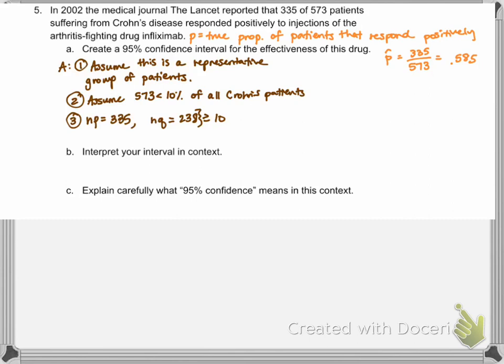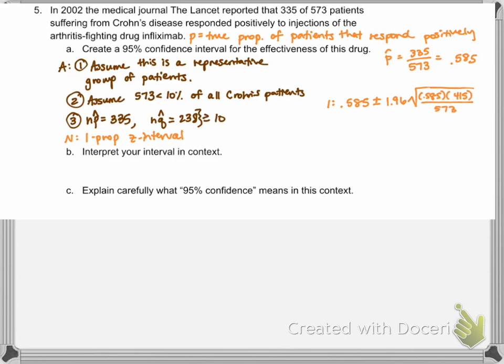And then I'm really checking here my NP-hat and my NQ-hat, and those are coming from using this p-hat. So I'm doing 573 times 0.585 to get that NP, and I'm doing 573 times the opposite of that, 0.415, to get 238. Those are both greater than or equal to 10, so I'm good to go. I checked my conditions. I'm going to name that interval, which is a 1 proportion z interval, and then I'm going to start calculating it.